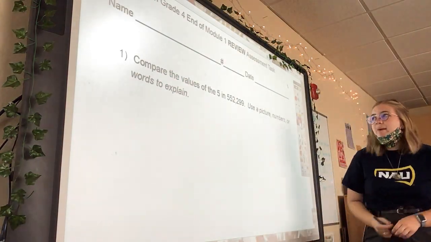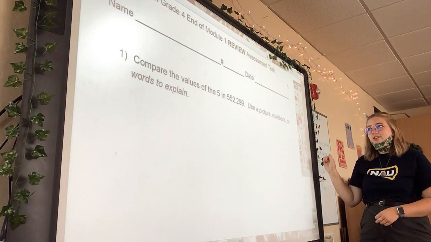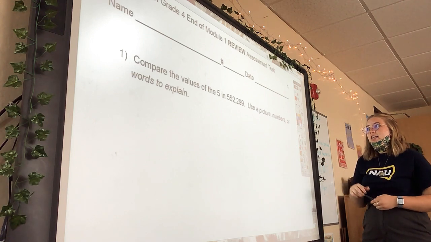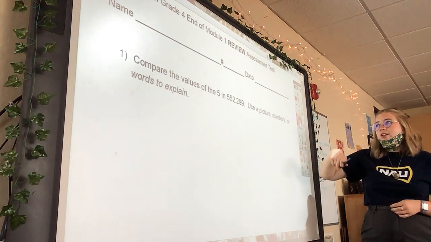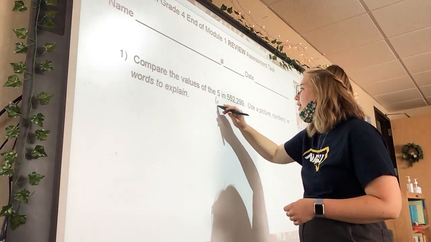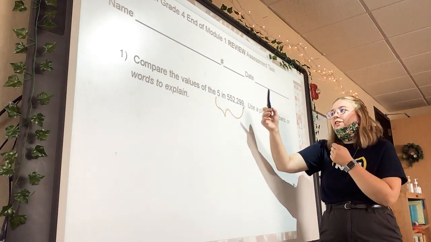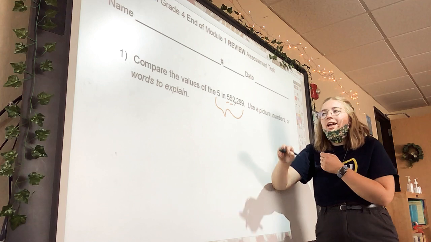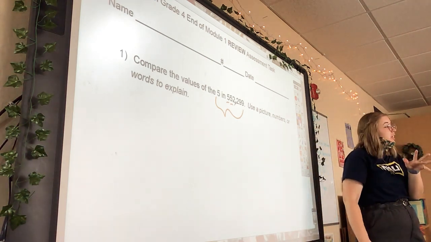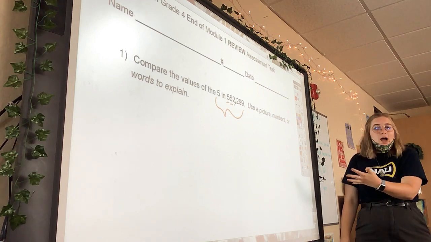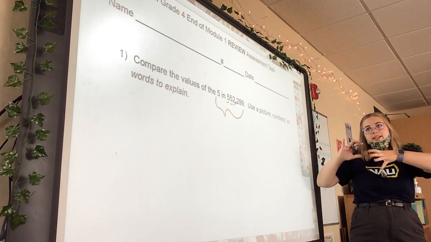So number 1, it says compare the values of the 5 in 552,299. Use a picture, numbers, or words to explain. So basically, you're going to take this information right here, and there's 2 different 5s in that number, okay? Even though both digits are 5, they have different values, and you have to explain why, okay? You have to explain why they have different values.